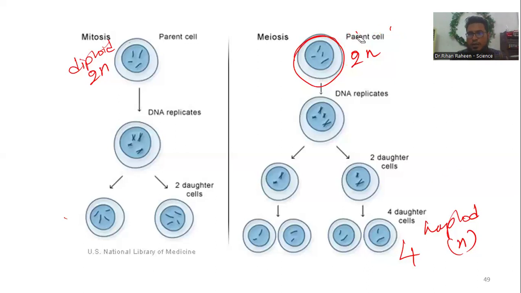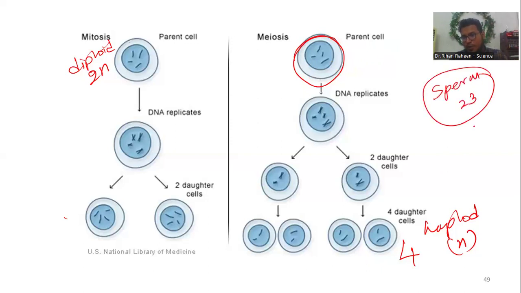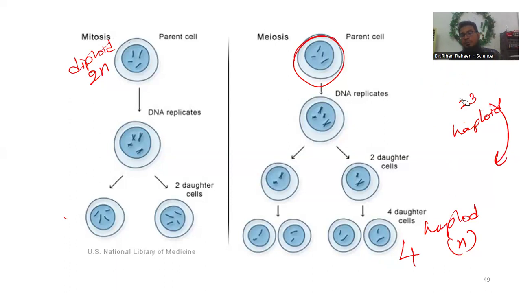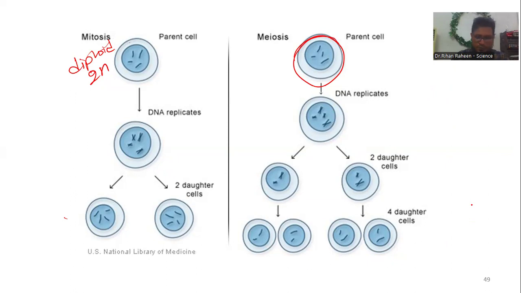For example, the human sperm has 23 chromosomes. It is haploid, already half. Can it become another half, 11.5 again? No, it cannot. Therefore, haploid cells cannot undergo meiosis, but diploid cells will undergo meiosis and give half the number of chromosomes.